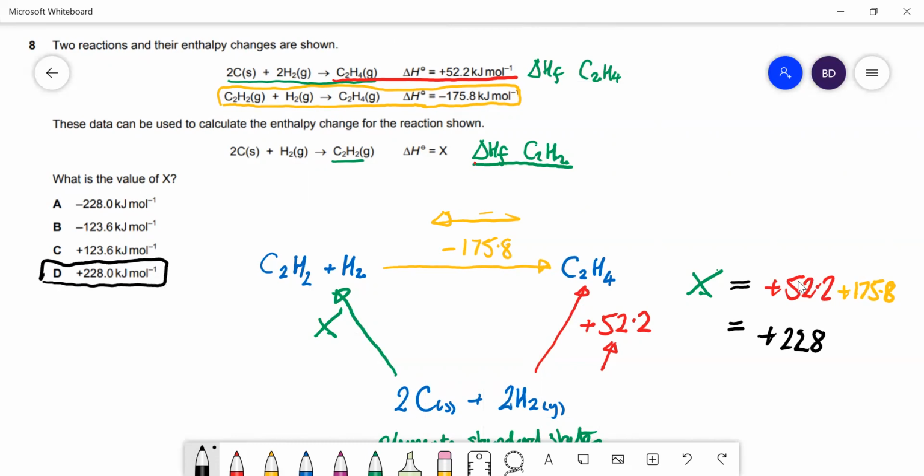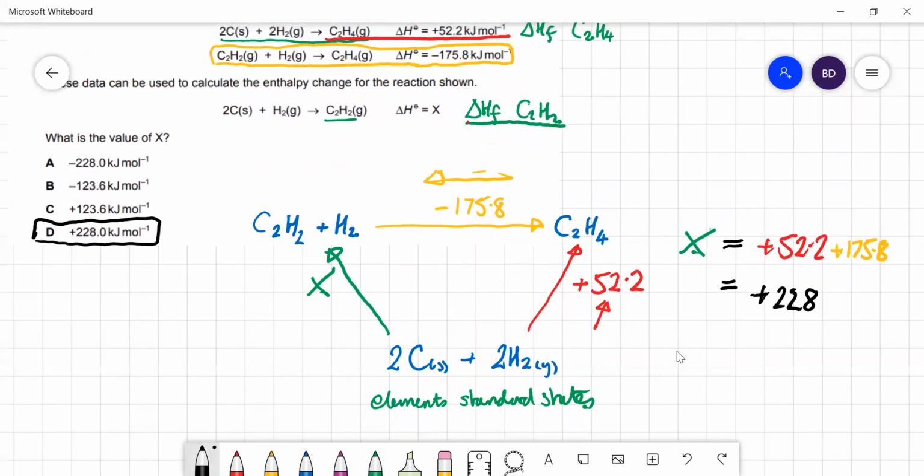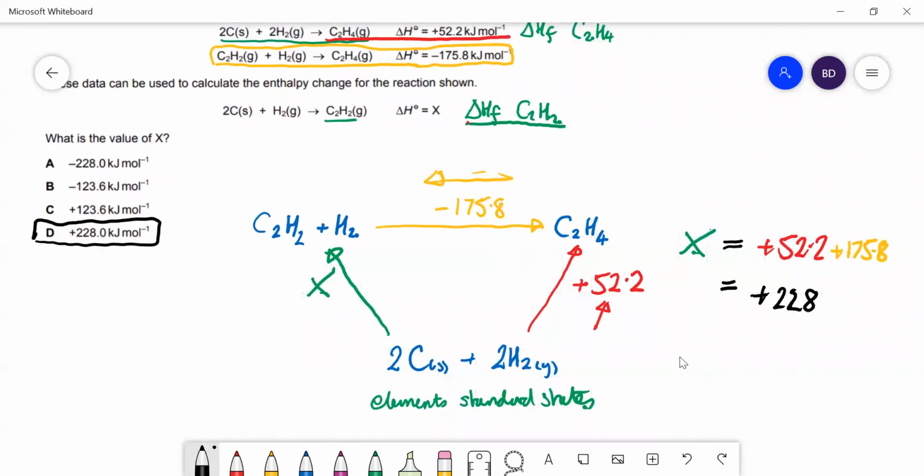So essentially it's the Hess's law cycle where you use delta HF values. That's what you need to use there, but they've been a bit mean by not saying that's delta HF, and you've got to realize that.